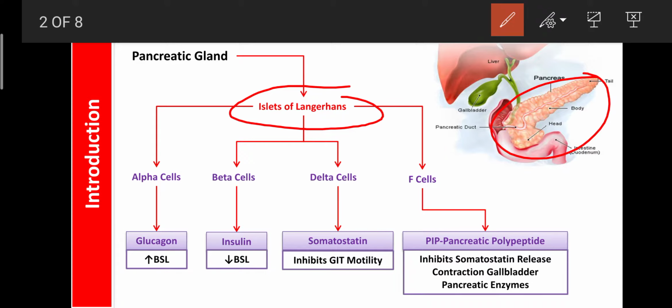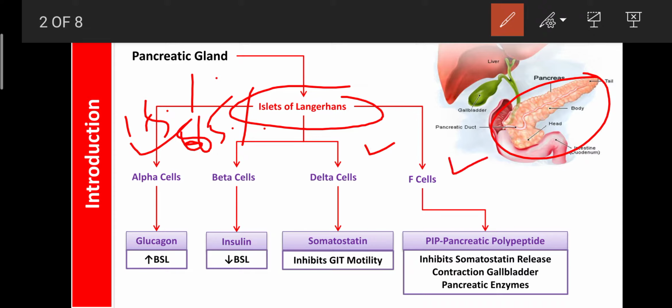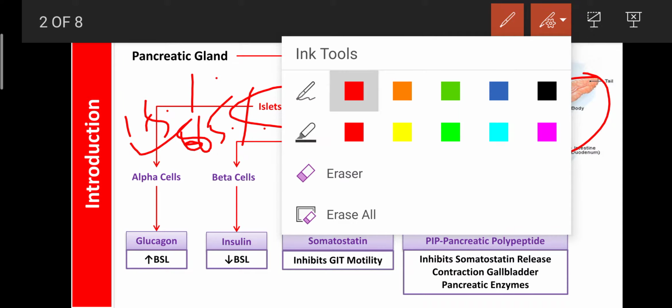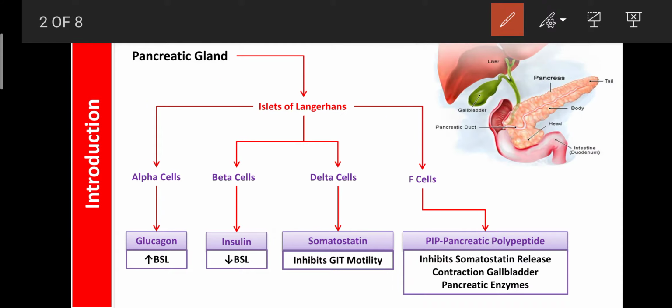They are mainly categorized into four types. The alpha cell makes up around 15% of the cells present in the islets, and the remaining around 85% are the beta cells, and the remaining 5 to 10% are delta cells and F cells. So these are the four main types of cells present in the pancreatic gland, and they are involved in the secretion of various endocrine hormones.